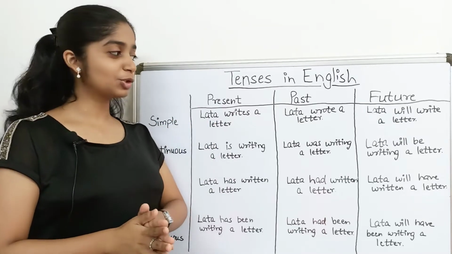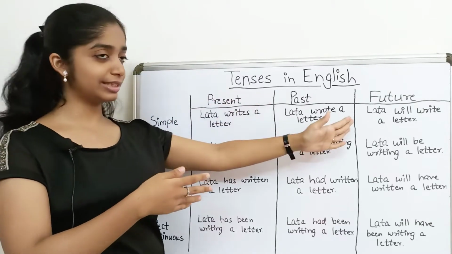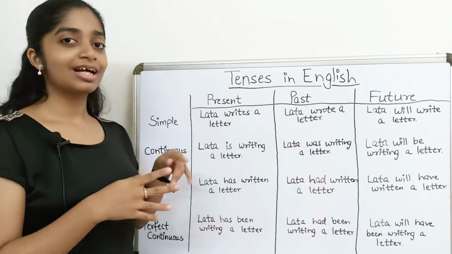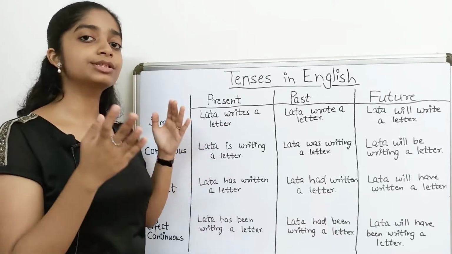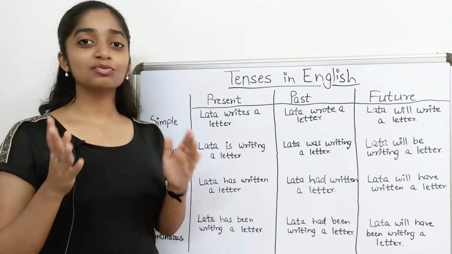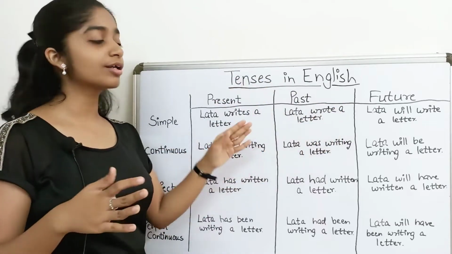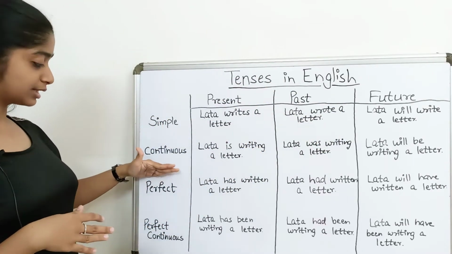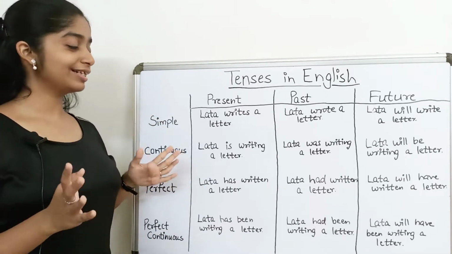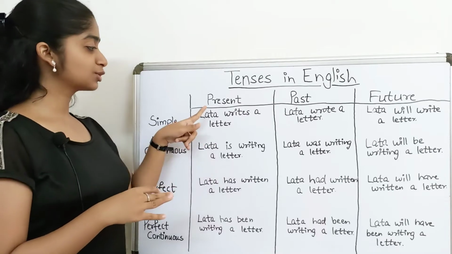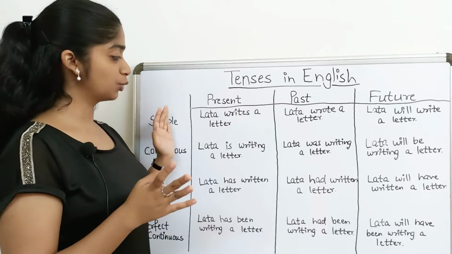Let us now come to the 4 broad categories in which these 3 tenses are divided. I will have one single sentence written in all different types of tenses. So the 4 categories in which these 3 tenses are divided into are simple tense, continuous tense, perfect tense and perfect continuous tense. Let us understand it one by one. So simple present tense is the first one. Let us have a look at it.